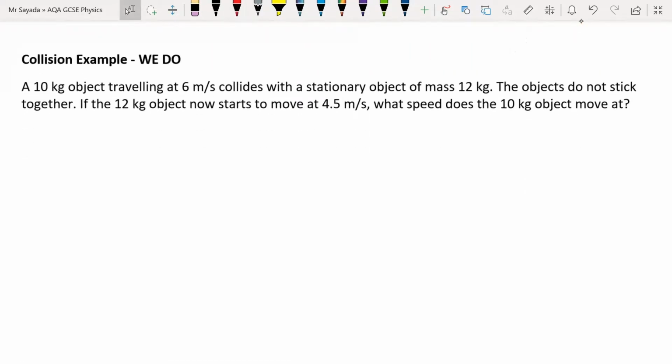We're going to do this example together now. So pause the video, have a go at it, press play once you've had a go. You should have now had a go at this question. I'm going to go through it. Please mark and correct your work as I go through it.